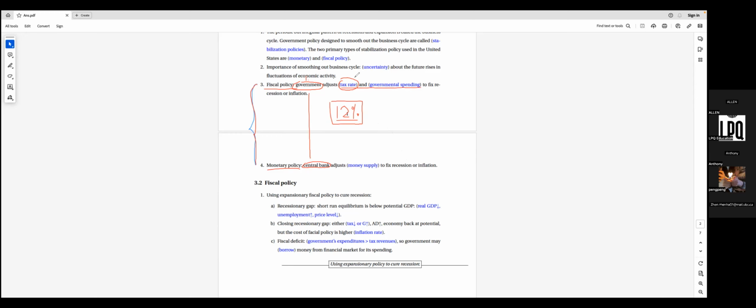There's a tax rate. How much money you need to pay as tax really depends on the government, and so the government can change the tax rate. They can either increase the tax rate or lower the tax rate.